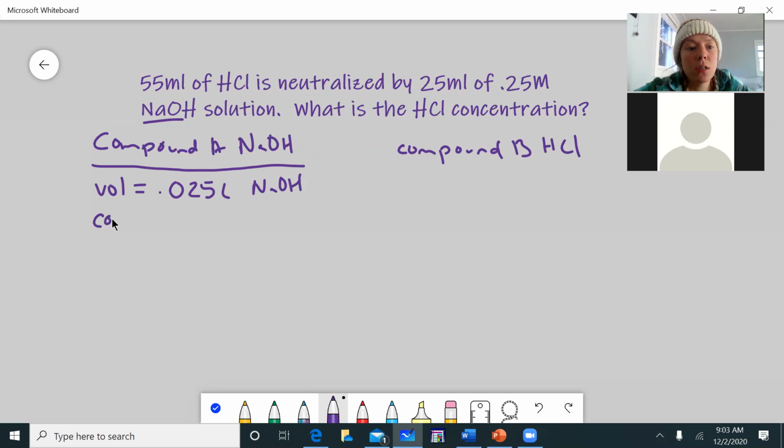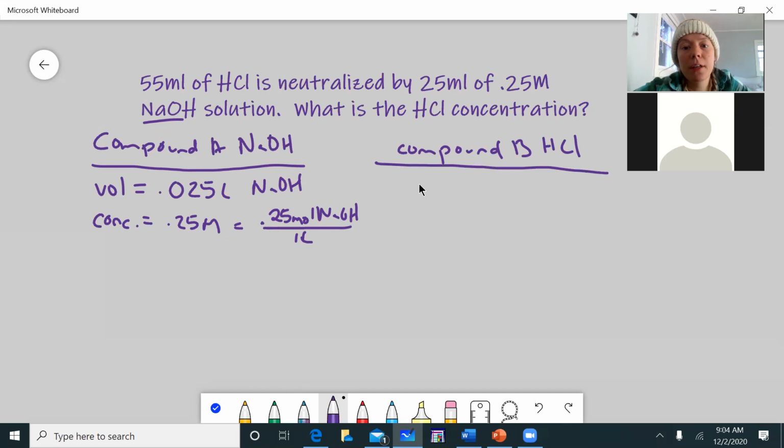Our concentration is 0.25 big M. And again, I'm going to convert that into moles per liter because it's more useful in dimensional analysis. So 0.25 moles of NaOH given in every 1 liter of the solution.